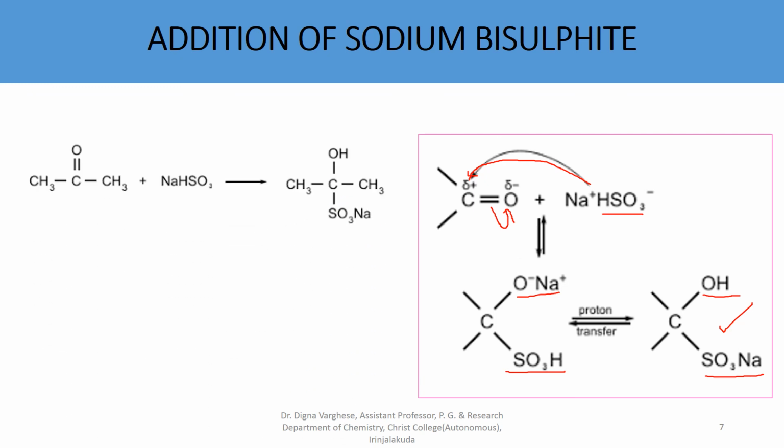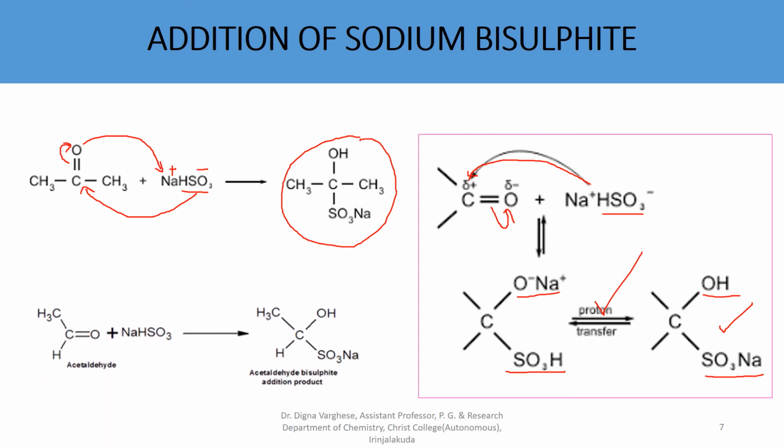Here you can see acetone reacts with sodium bisulfite. Negative charge here, positive charge here. First HSO3 minus attaches to the carbonyl carbon and forms an alkoxide ion, which will attract the Na plus of the reaction medium, and it will undergo proton transfer like this, forming the addition product.